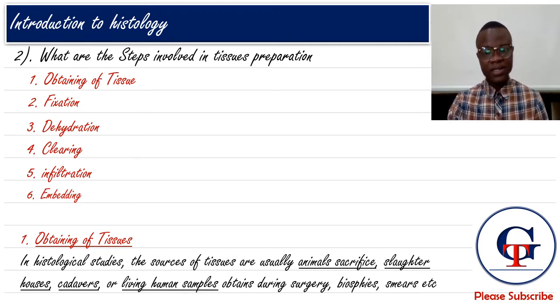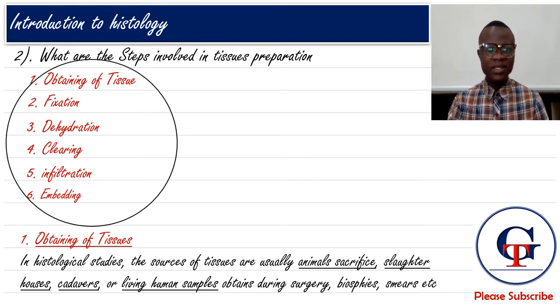But as I stated, these are the basic steps that are involved in the preparation of tissue. You might have other steps being added in your lab, but basically, these are the ones that we're going to focus on. So let's get started, right? First, before we study our tissue, we need to obtain the tissue.